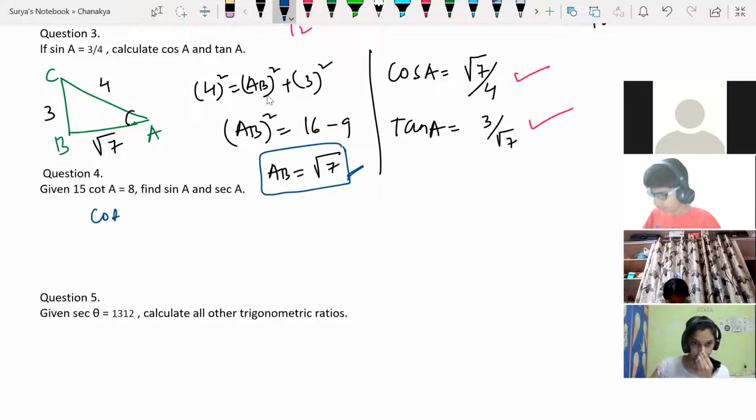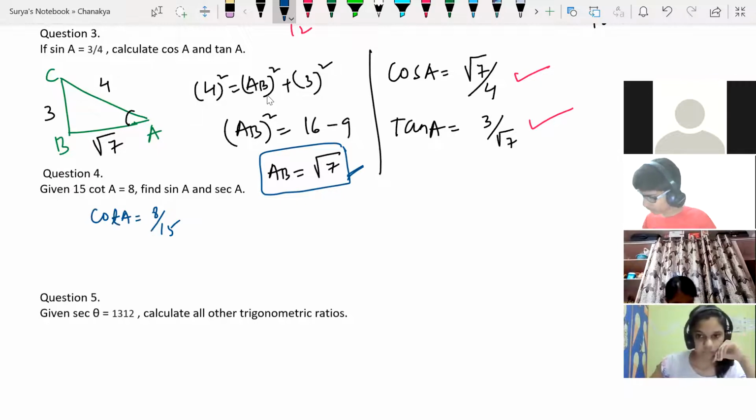So cot A is going to be what now here? Cot A is going to be 8 by 15. Yes or no? Now find it out. Sir, I sent you the answer. Okay.